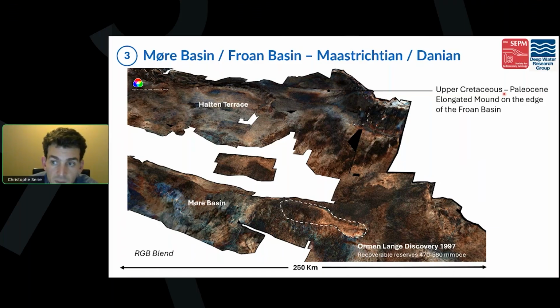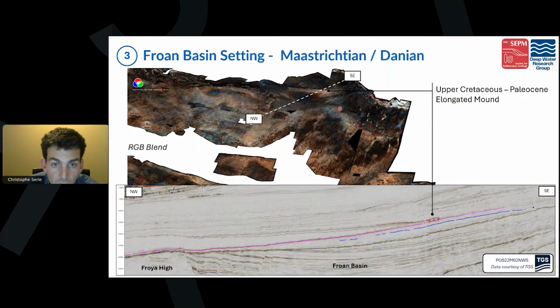but we will focus mainly on the edge of the basin here, in this Upper Cretaceous Paleocene elongated mound on the edge of the Froan Basin. But if you look here, you have something very similar up here. So when we look at the seismic line in the area up here, you can actually start to see this little blip or this little mound on the seismic data at the transition between the Upper Cretaceous to Lower Paleocene.